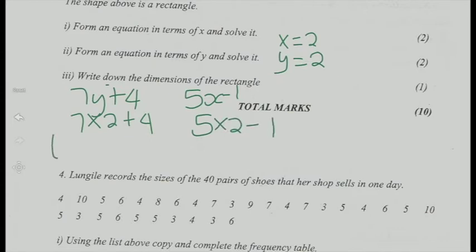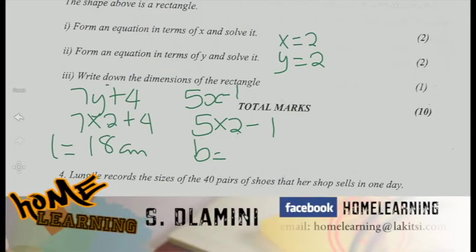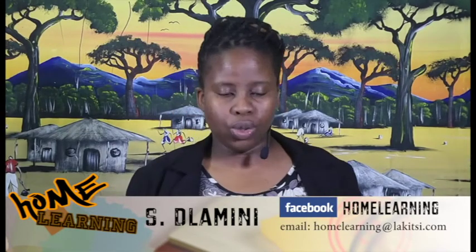So the length here is going to be 7 times 2, giving us 14. 14 plus 4 will give us 18 centimeters. For the breadth, we have 5 times 2 is equal to 10. 10 minus 1 is equal to 9 centimeters. Let's go for our short commercial break, and we will continue right after the break.